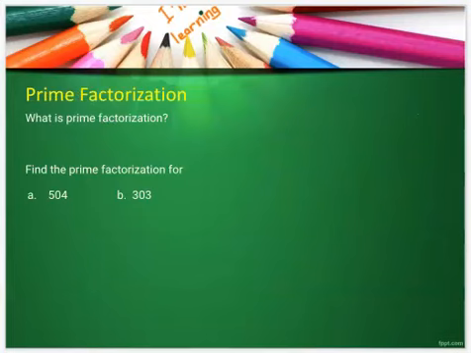So prime factorization, now that we know what prime numbers are, we should be able to simplify numbers into their prime factorizations. So find the prime factorization of 504 and then 303. Pause the video. You've done this before. You might not use the same technique I do, but I'm sure you can get those prime factorizations.